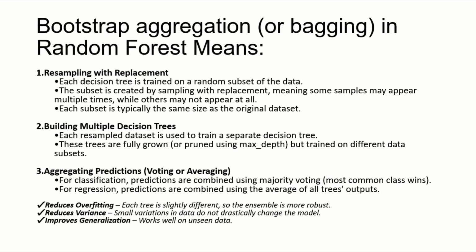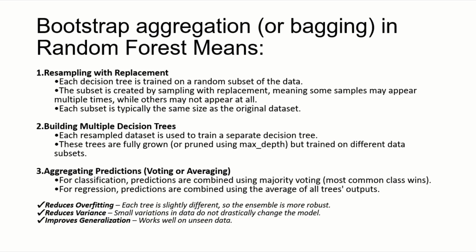So, step by step, Bootstrap aggregation. Resampling with replacement, each decision tree is trained on a random subset of the data. The subset is created by sampling with replacement, and each subset is typically the same size as the original data set. Building multiple decision trees, each resampled data set is used to train a separate decision tree. These trees are fully grown or pruned using maximum depth, or max depth, but trained on different data subsets.